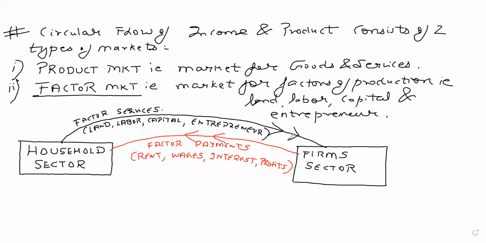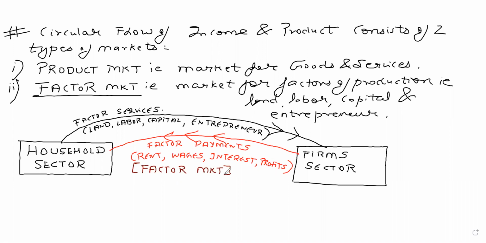In this particular case, you can see the red arrows are going from the firms to the households. So this is my factor market. I can write it here. This transaction is my factor market.